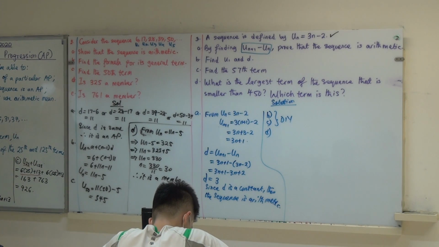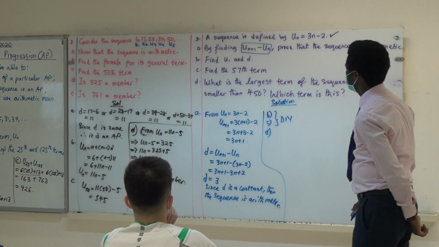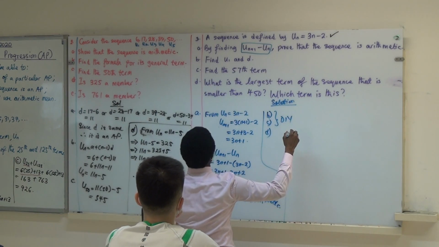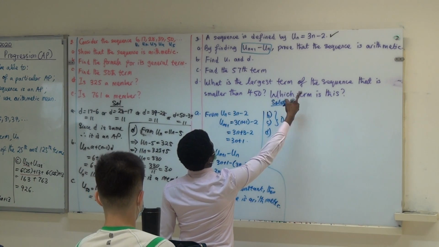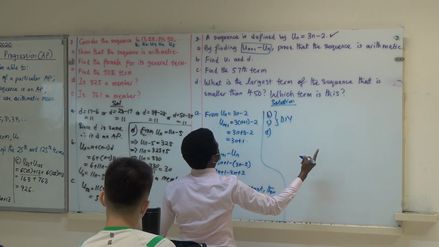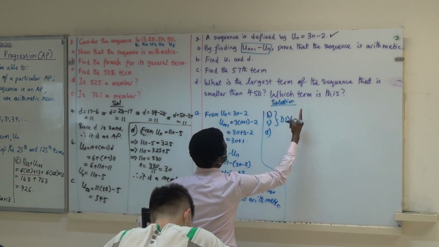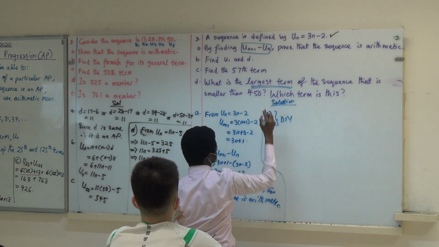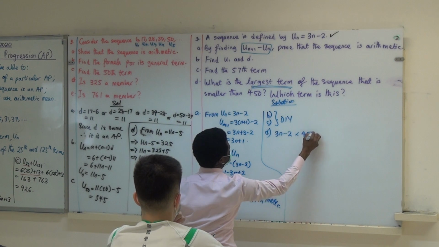Everybody, what is the largest term of the sequence that is smaller than 450? Advise me, what do I do? So still substitute 450 for u(n). Okay, so tell me what to write. 450 equals 3n minus 2? No. Would it be less than or equal to? The largest term of the sequence. What is the term? Why do we represent the term? u(n). When you're talking about the largest term, any term is represented by that. So that's 3n minus 2 is less than 450.